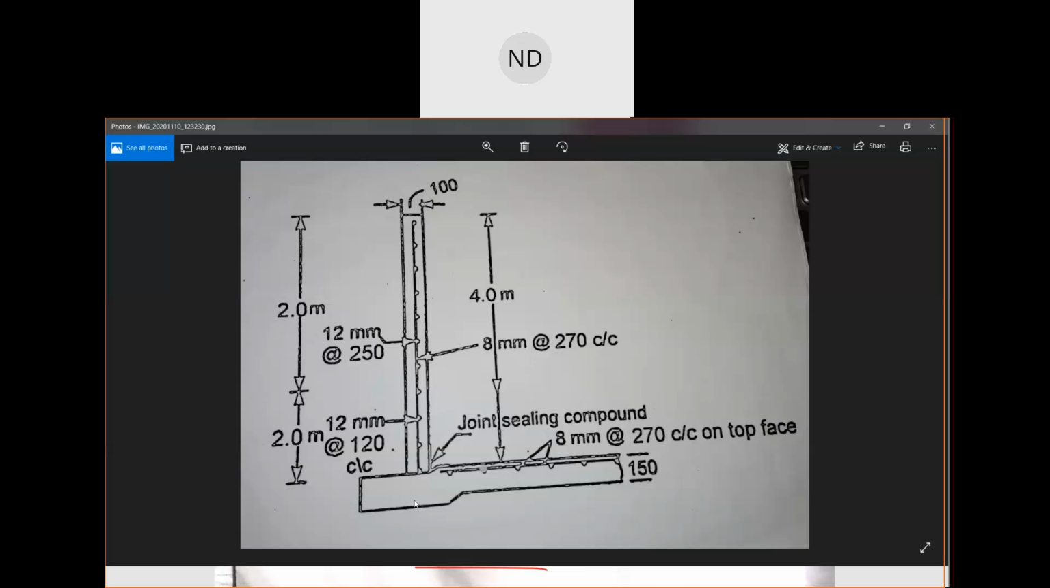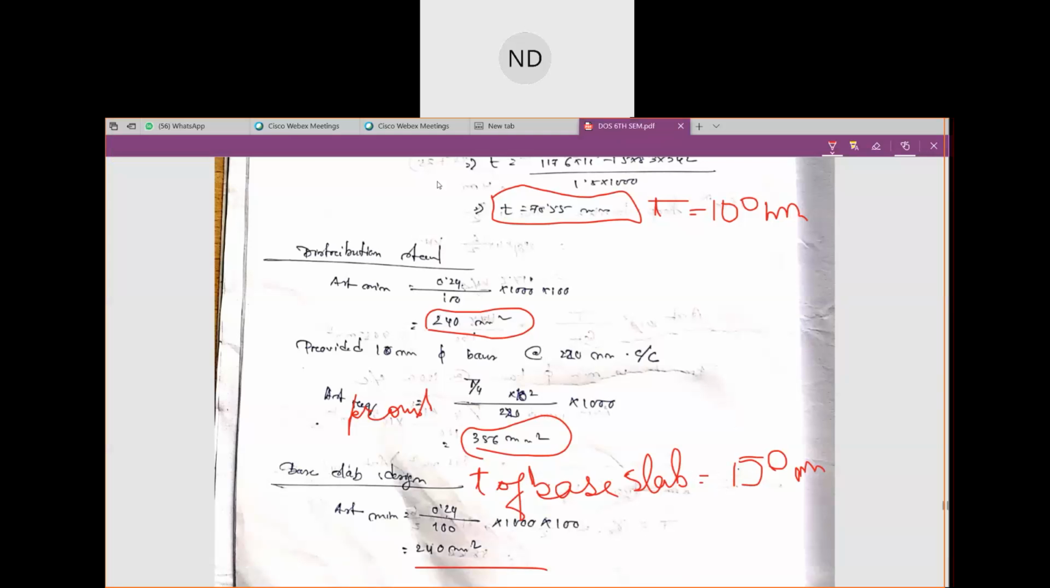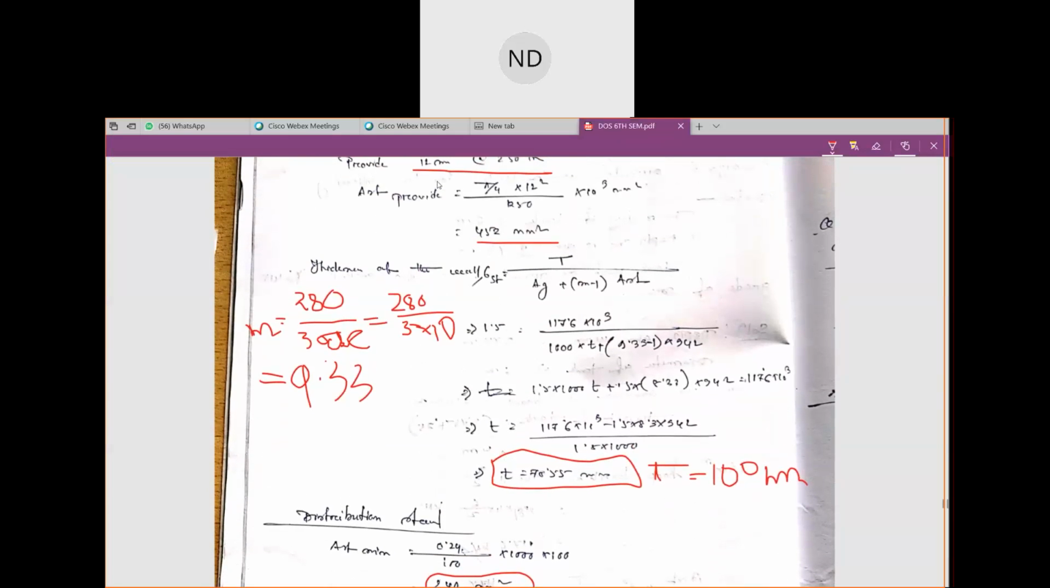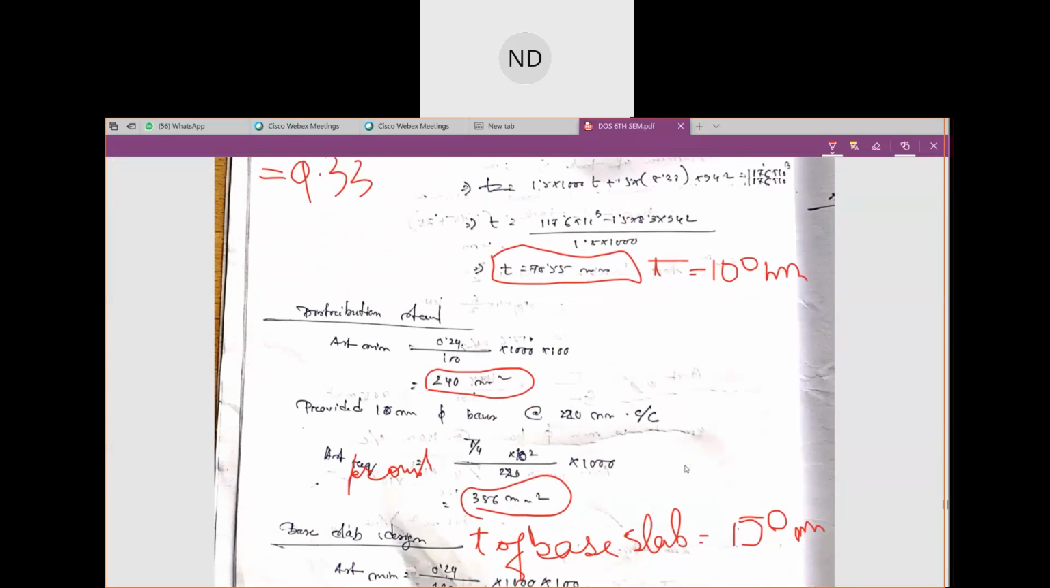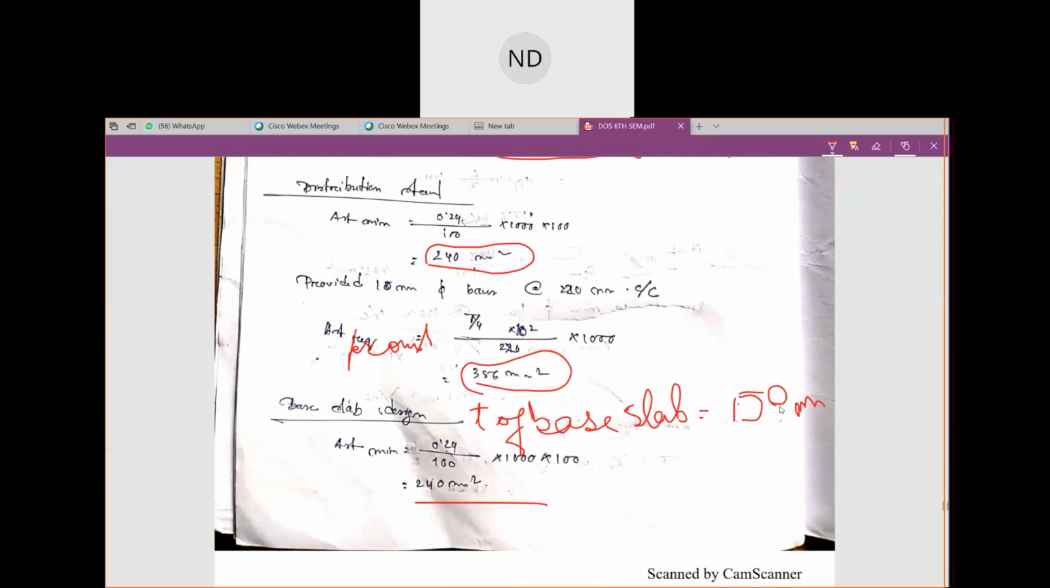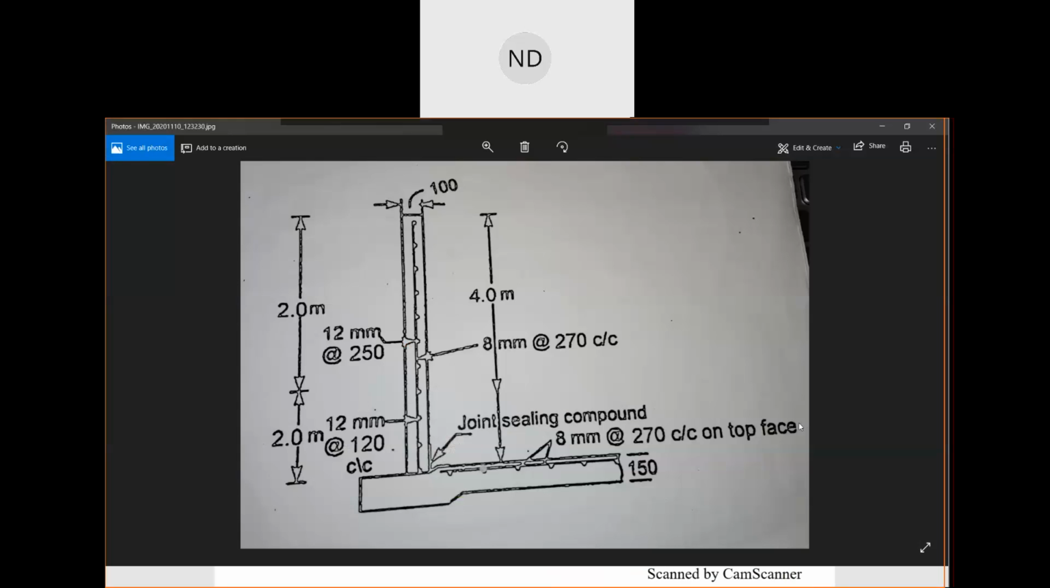Coming to the base layer, you see here the thickness of this wall is how much? 100 mm. We had taken the thickness to be 100 mm. But for the base slab, how much? Base slab we have assumed to be 150 mm. Then we have provided the bars at the bottom of the base slab as 8 mm at the rate of 270.